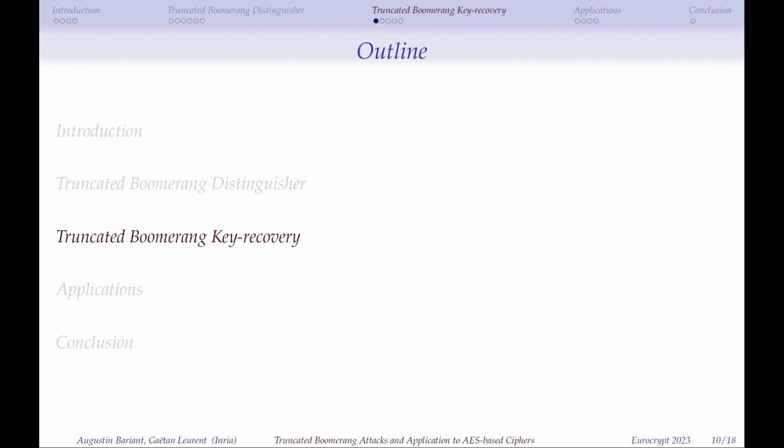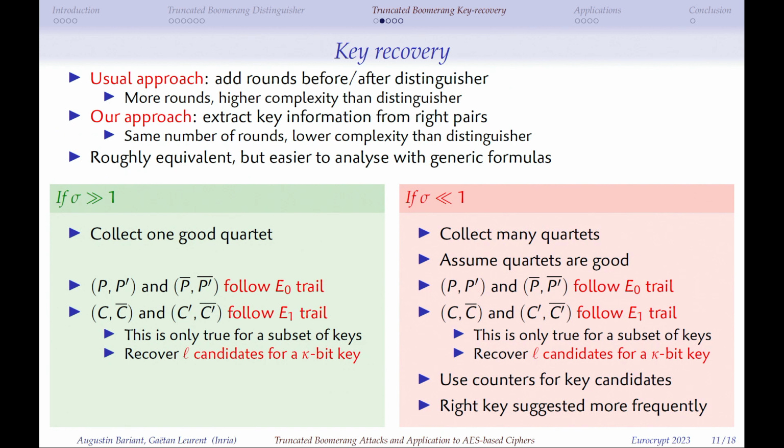So now let's see how we turn this into a key recovery. Usually the way you build a key recovery is you add some rounds at the top of your distinguisher, and the complexity usually goes up. And what we do here is different. We keep the same number of rounds, but we try to extract information from the quartets that seem to follow the boomerang.